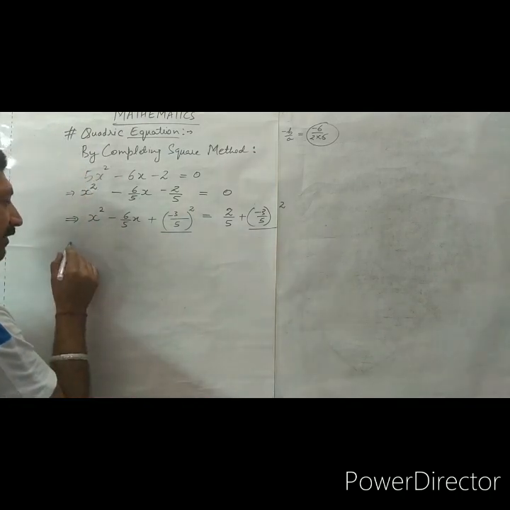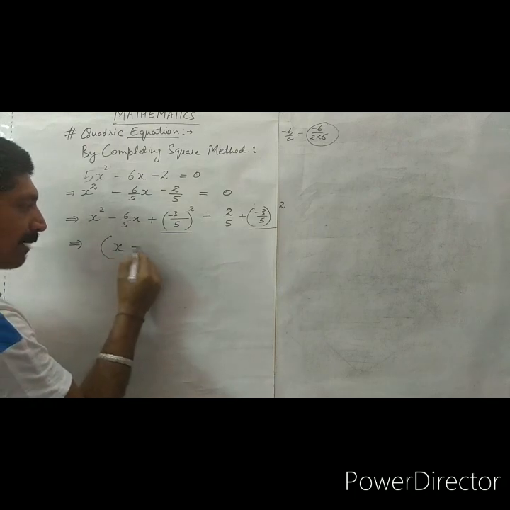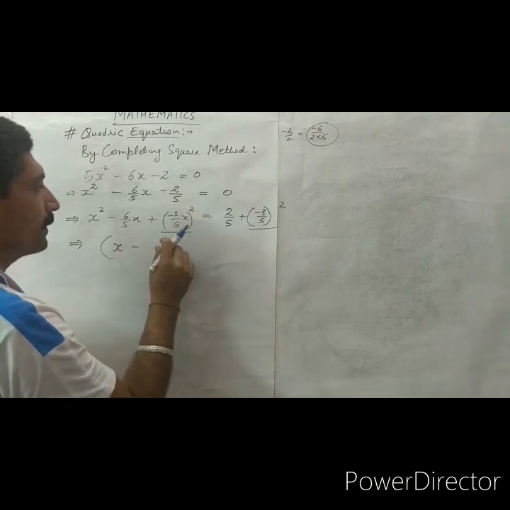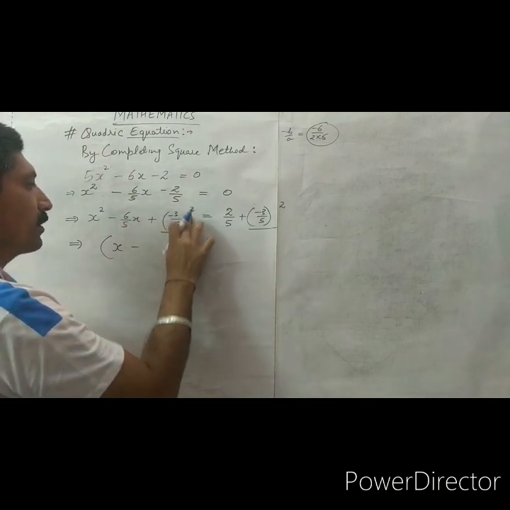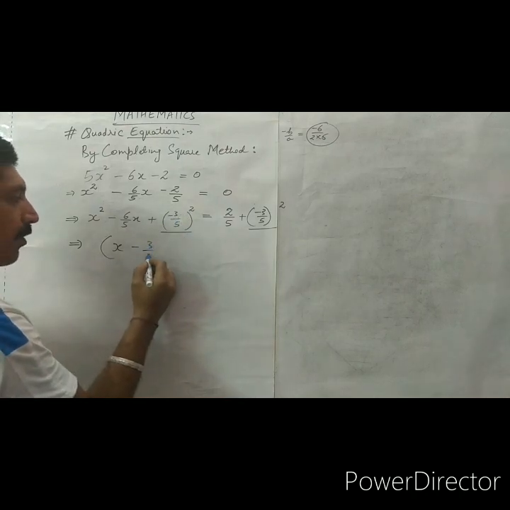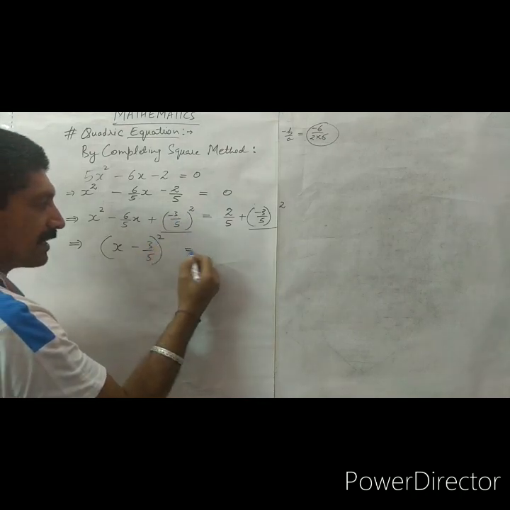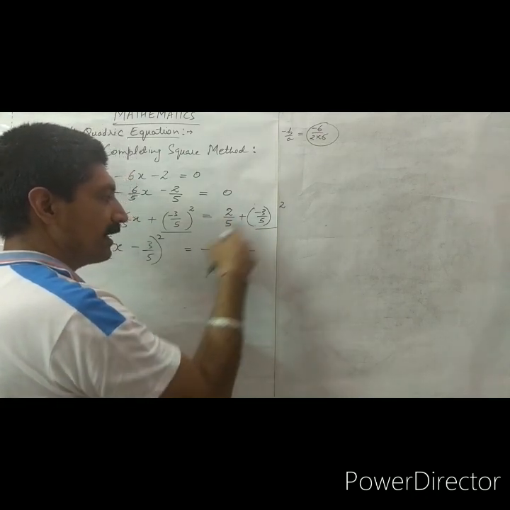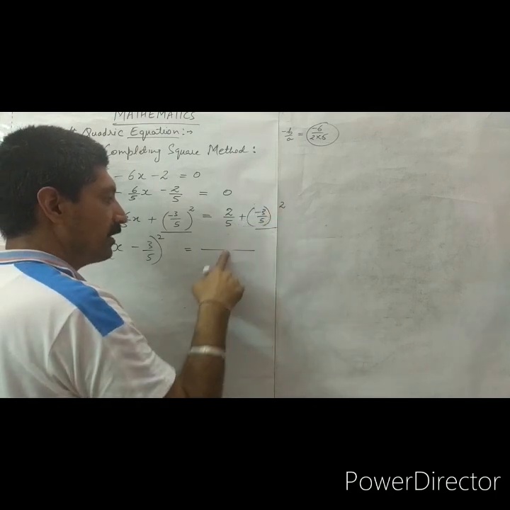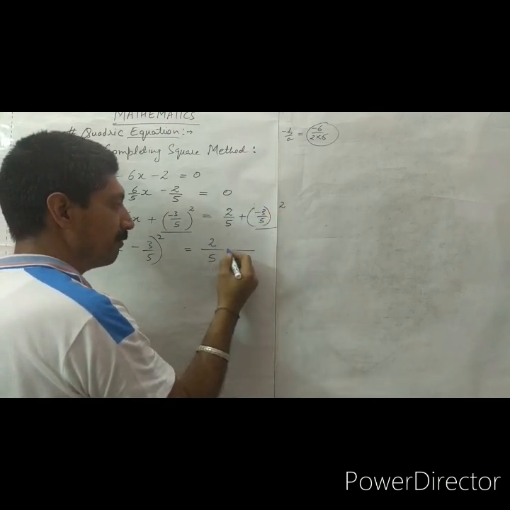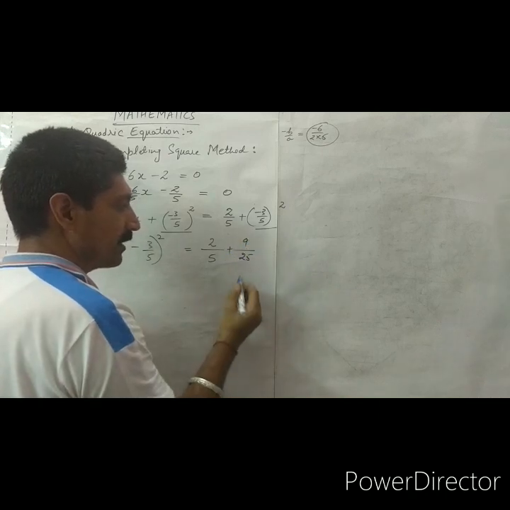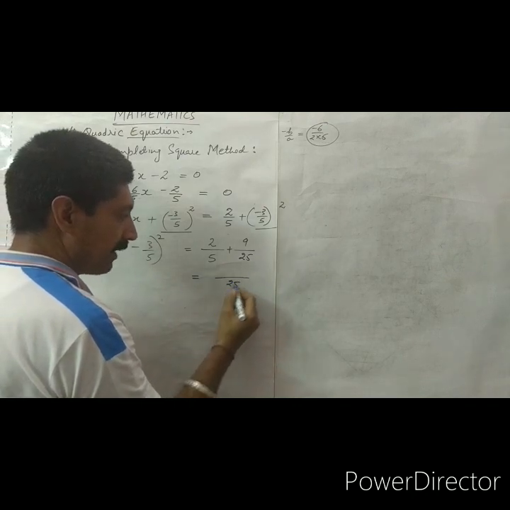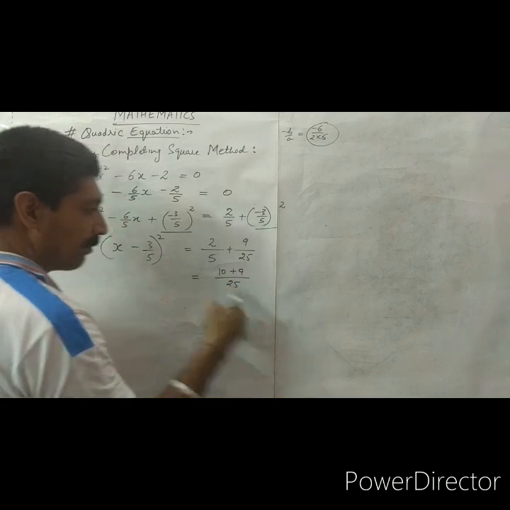Now we can write here x minus 3 upon 5 whole square is equal to, on this side, 2 upon 5 plus 9 upon 25. When we go for the LCM, here we will get 25, 10 plus 9, that is 19 upon 25.